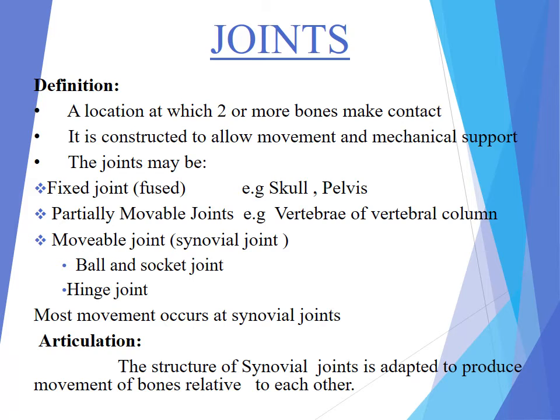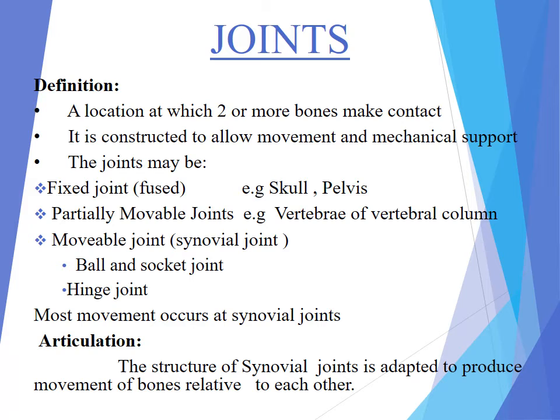Then the third type of joint is the movable joint, which is also termed the synovial joint. Synovial joints or movable joints are of 2 types: ball and socket joints and hinge joints. They produce movement that is very visible and obvious in the moving parts of the body. Most movement occurs at the synovial joint.